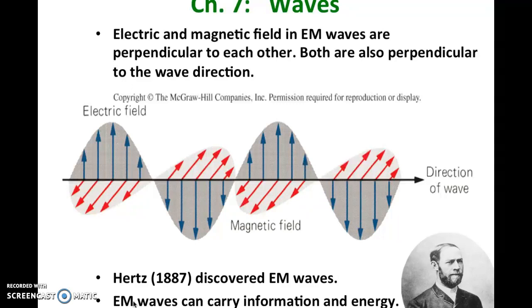In electromagnetic waves, the electric field and magnetic field are perpendicular to each other. Both are also perpendicular to the wave direction. Hertz first discovered electromagnetic waves in labs, about 20 years after the theoretical prediction by Maxwell. Electromagnetic waves can carry not only energy but also information.